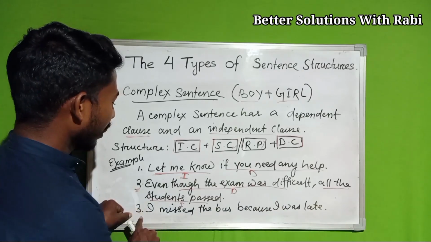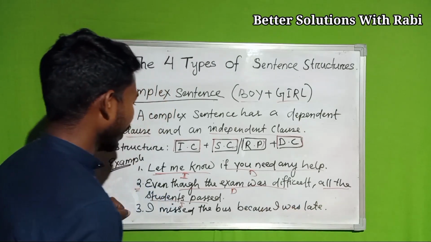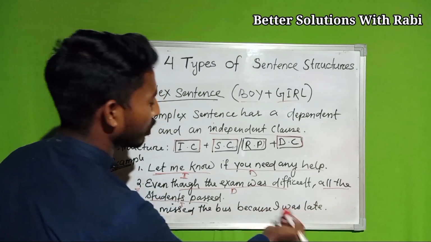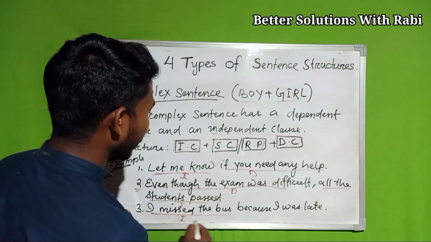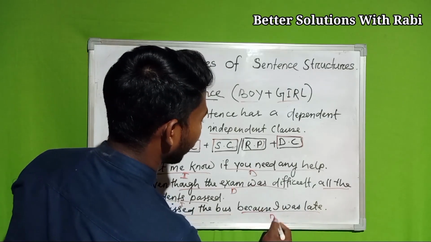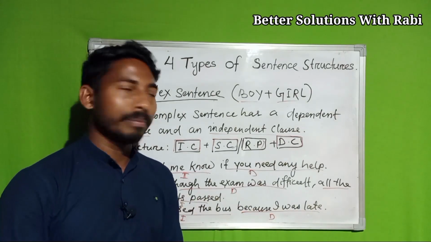Now let's move to the third one. I missed the bus because I was late. Okay, I missed the bus because I was late. Here "I missed the bus" is independent, and "because I was late" is dependent. If we say only "because I was late," it also doesn't give any fruitful meaning.